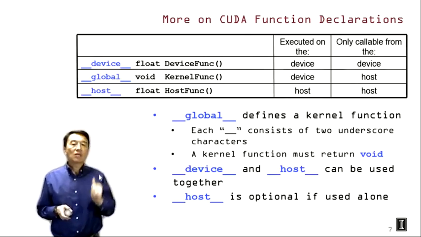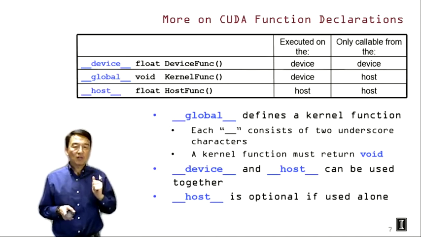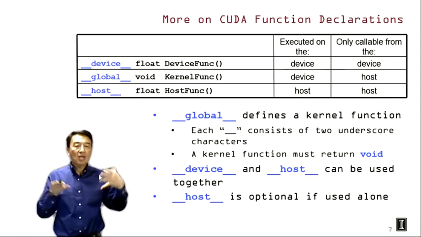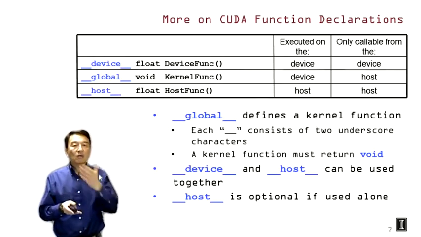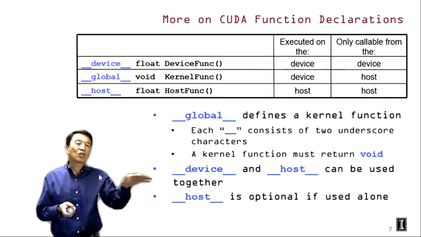The second type is what we've talked about the most so far, the kernel function. The kernel function is a very special device function. It can be executed on the device, but it can only be called by the host. This is really the gateway of parallel execution. When the host code wants to trigger any kind of parallel execution, it launches a kernel function.